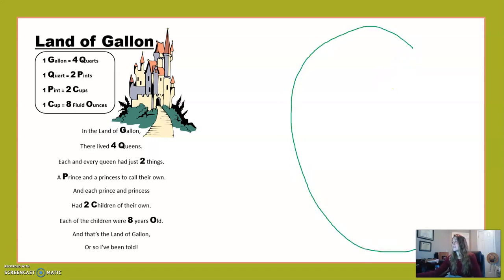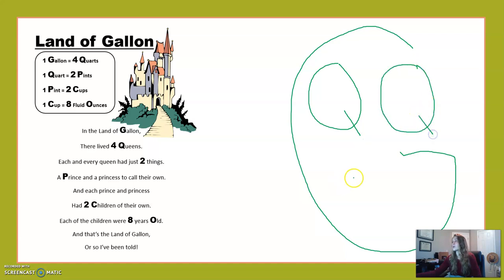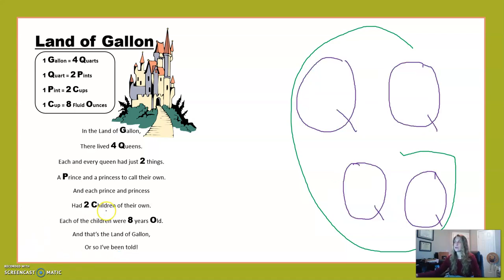In the Land of Gallon, there live 4 queens. So we draw a big G. And inside of our big G, we're going to draw 4 Q's for the 4 quarts inside of a gallon. All right, sorry, I decided I wanted them to all be different colors so you could see them better. All right, so we have our Land of Gallon, our big G, and inside of it, we have 4 queens, which represent the 4 quarts that make up a gallon.